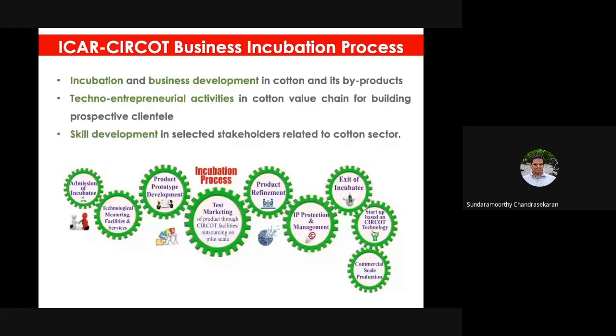So the basic process, how the incubation center operates in CIRCOT, is that those who are interested, either through the training process, or we generally advertise the agribusiness incubation and the list of technologies which can be commercially exploited. So we just advertise them. Those who are interested in those things and those who are influenced by our training programs get admitted to our incubation center.